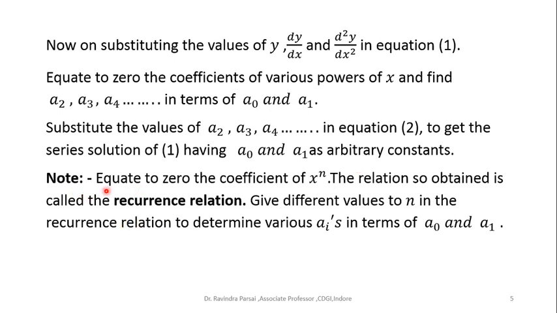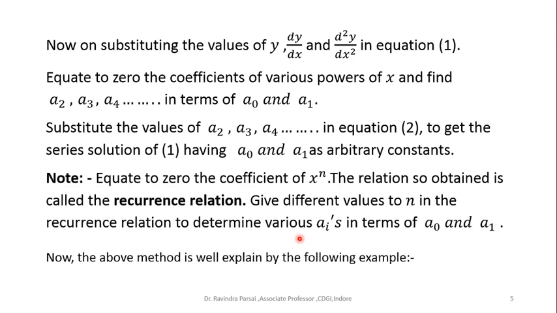So now the very important note for solving this category of problems, as method number 1, is to equate to 0 the coefficient of x to the power n. The relation obtained is called the recurrence relation. Give different values to n in the recurrence relation to determine various ai's in terms of a0 and a1. Now this above method is well explained by an example.